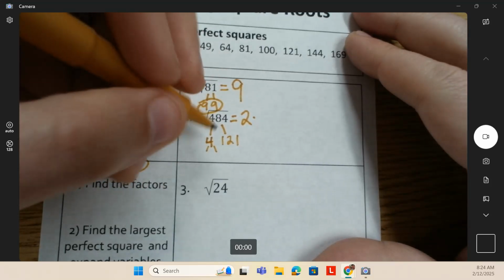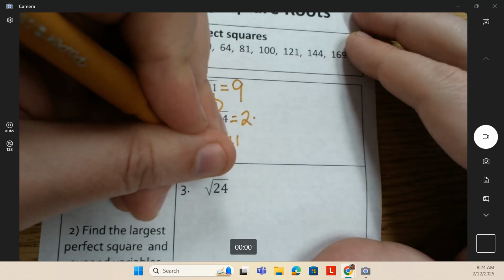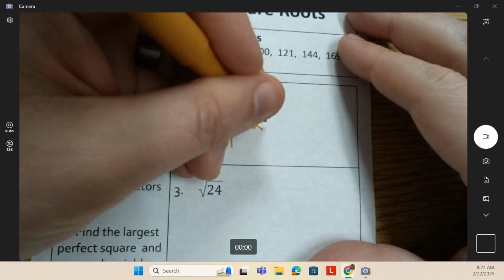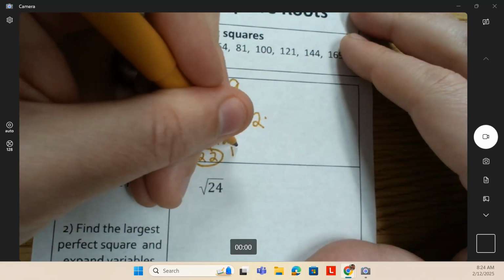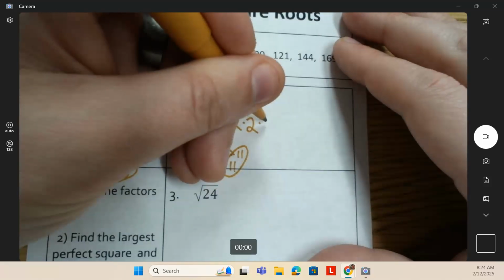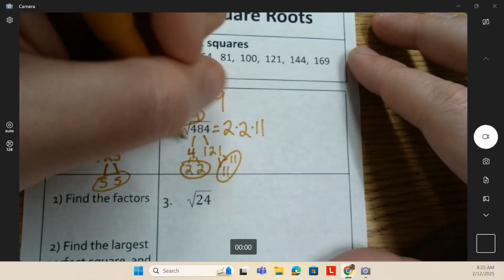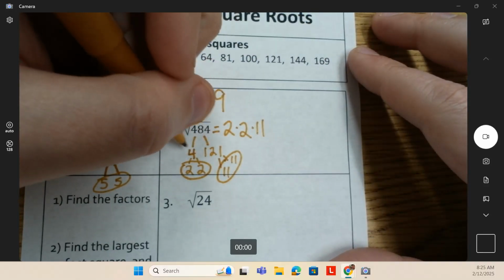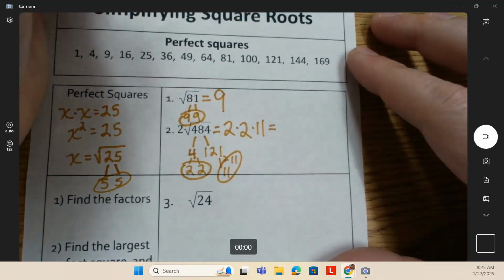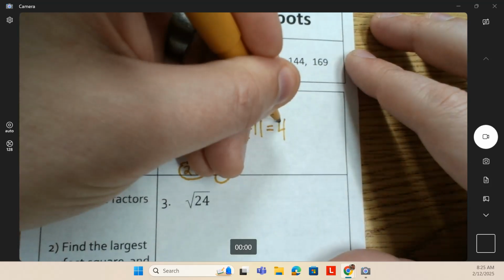Since I don't have any pairs, I'm going to see if those can be split up. 4 can be split up into 2 times 2, which gives me a pair, and as soon as I circle that pair, it's going to come outside to multiply by that 2. And then 121 is 11 times 11. So as soon as I've got that pair, it's going to move outside. And then I end up with everything pulled apart because 4 and 121 are both perfect squares. All that's left to do is multiply those together. So 2 times 2 is 4. 4 times 11 would be 44.